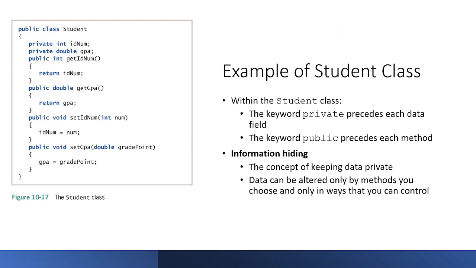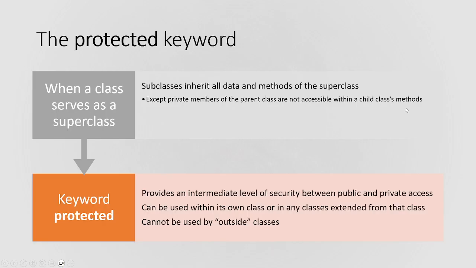Within the student class, the keyword private precedes each data field, and the keyword public precedes each method. Information hiding is the concept of keeping data private. Data can only be altered by the method you choose and only in ways that you control. So that's why we have the set and the get methods. These allow us to hide that information and use it only when we need to use it or allow a user to use it.